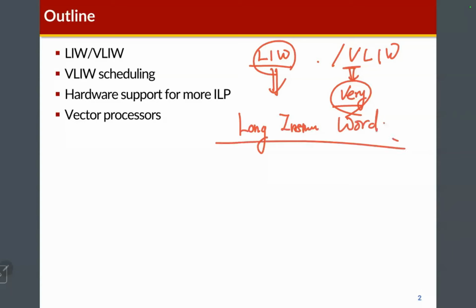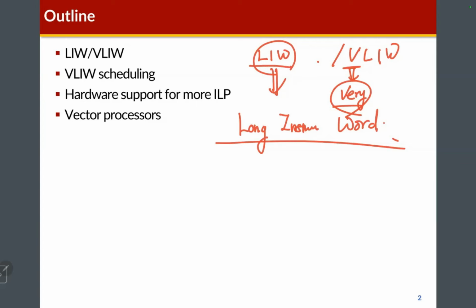So what does that mean? VLIW is very neat. It's a new processor architecture, but this architecture is very different from what we have learned in this course. In this course, we have learned about the static pipeline architecture and the dynamic pipeline architecture, like out-of-order processor architecture. But the architecture of LIW and VLIW is very different from what we have learned in this course. So it's a very special architecture.